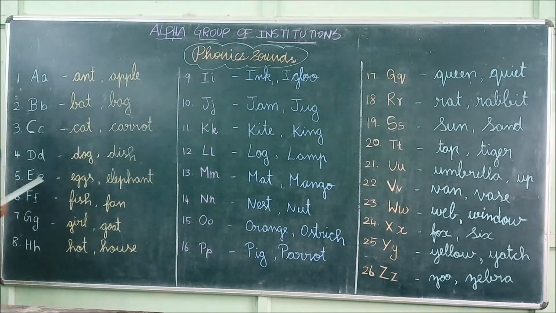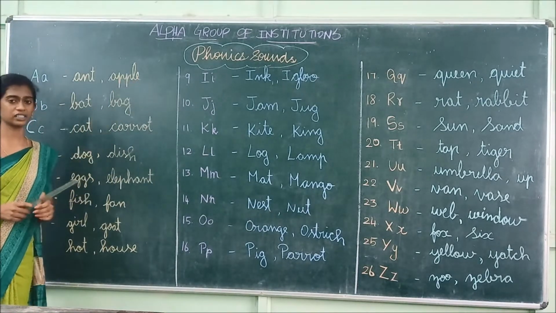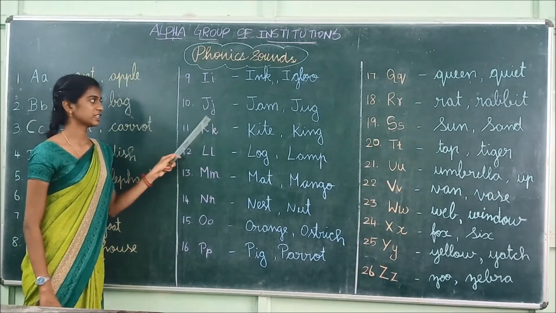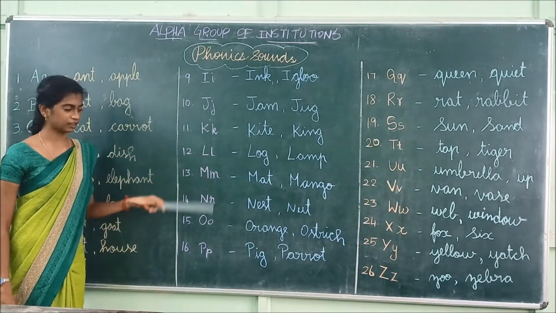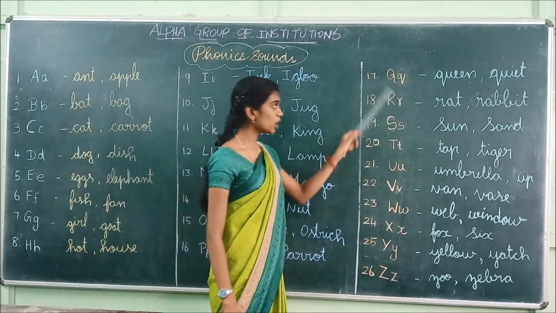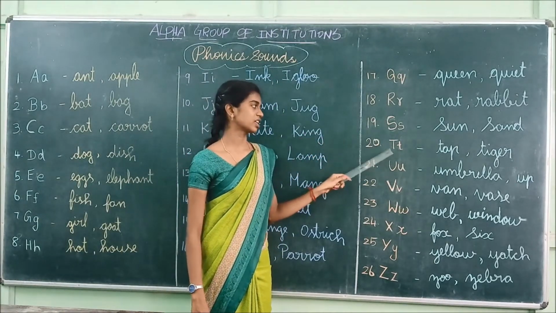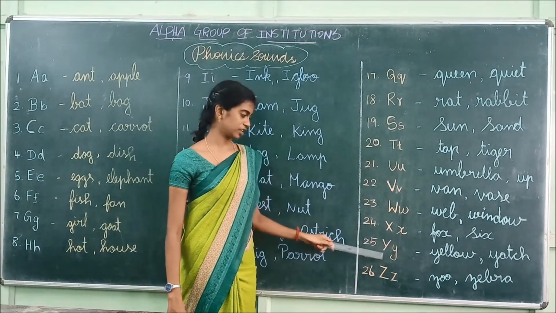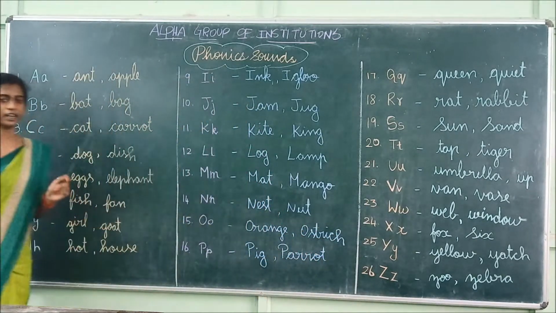Okay, so we have seen 26 letters. We have seen the phonics sounds for 26 letters. I'll read the letters first and then we will read the example again. A, B, K, D, E, F, G, H, I, J, K, L, M, N, O, P, Qua, Ir, Is, T, A, V, W, X, Y, Z. Okay? I'll read along with the example.